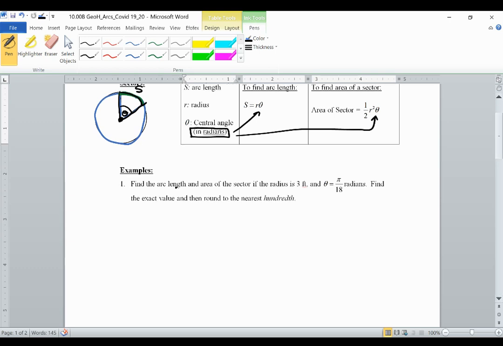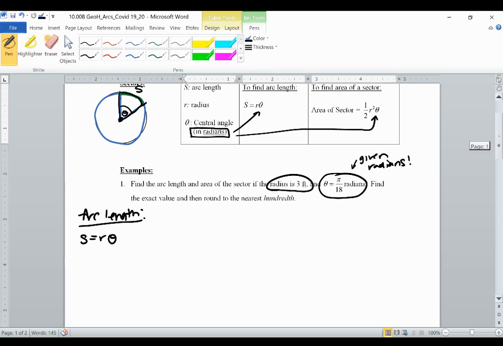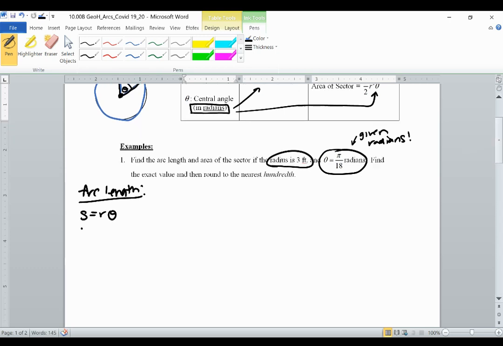Number one says find the arc length and the area of the sector if the radius is 3 feet and theta is pi over 18 radians. So we're good here because we're given radians. We want to find the exact value and also round to the nearest hundredth. Let's start with our arc length. Our formula is S equals r theta. These formulas are not given to you on a reference sheet, so you would have to memorize them. So arc length is my radius, which is 3, times theta, which is pi over 18.